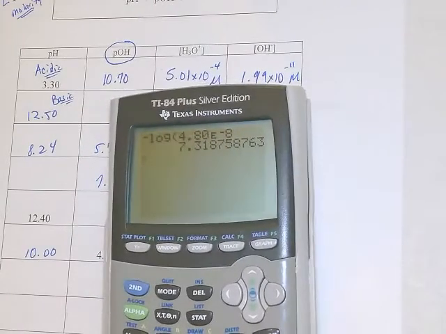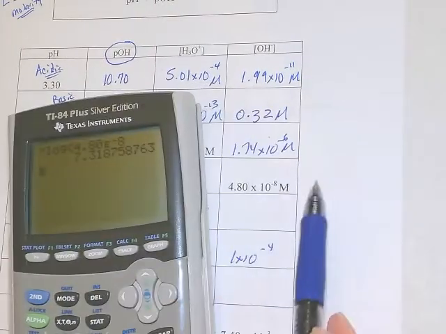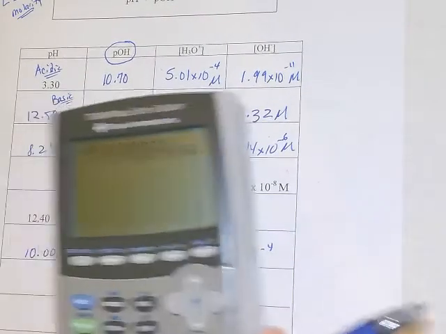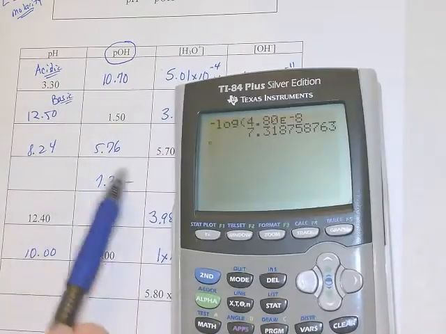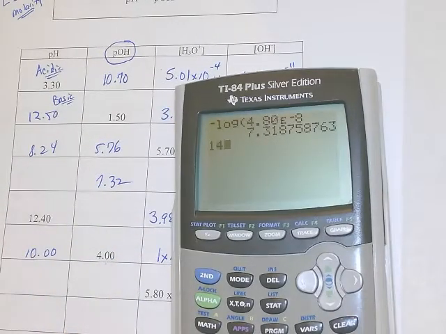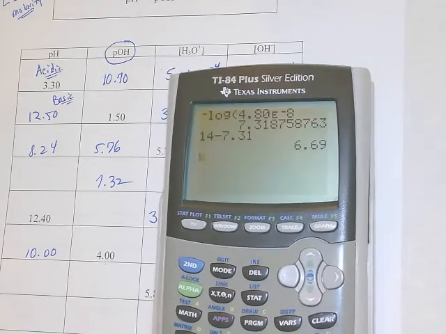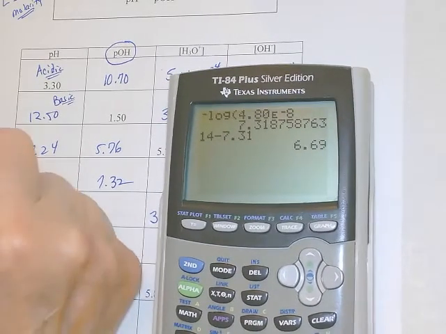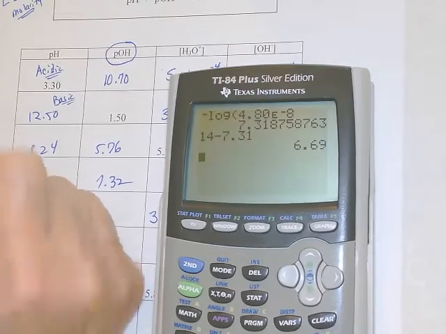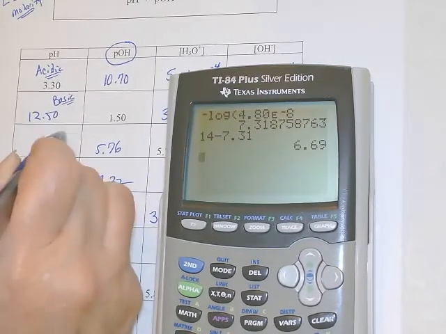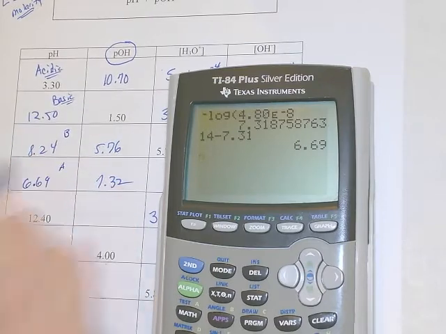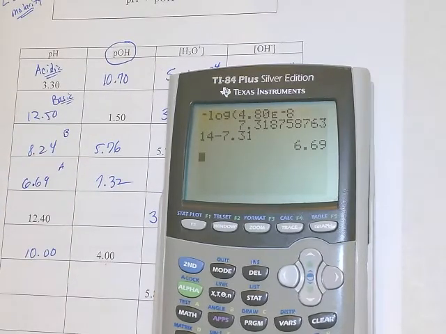You can see that it's pretty close to neutral there. See the negative 8 versus the negative 7. So then it's quick to subtract and get your pH of 6.69. So you're slightly acidic. So here you're slightly basic, here you're slightly acidic.